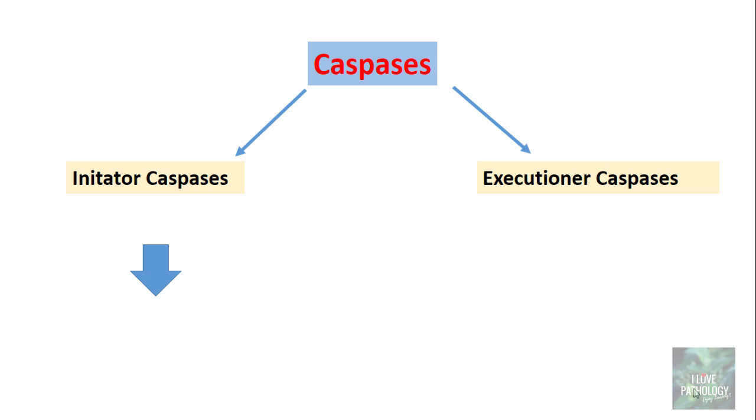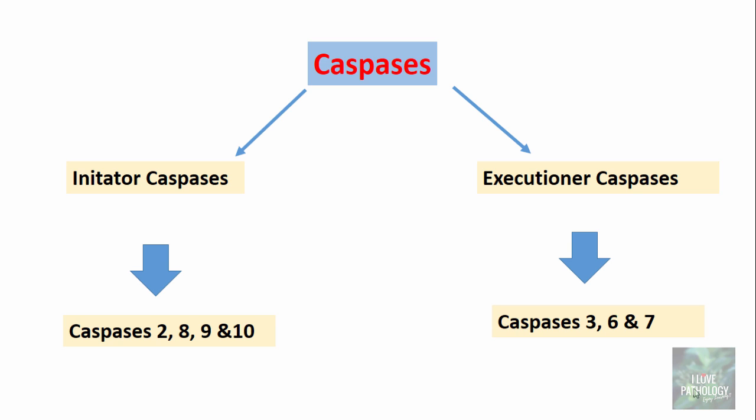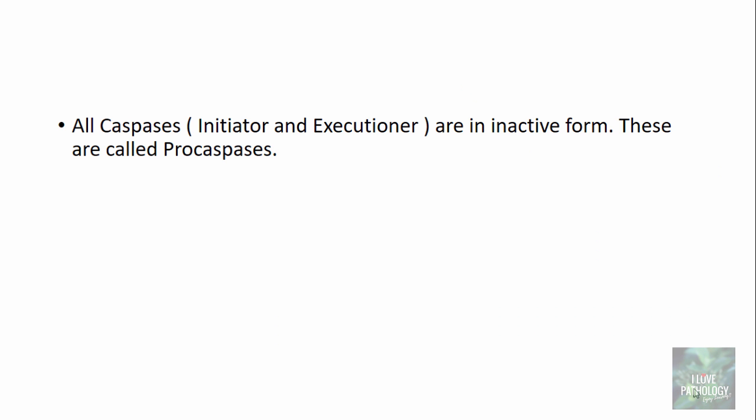So what are these initiator caspases? Caspases number 2, 8, 9 and 10 are the initiator caspases. The executioner caspases are caspases 3, 6 and 7. So do remember these initiator caspases, which are 2, 8, 9 and 10, and executioner caspases, which are 3, 6 and 7.